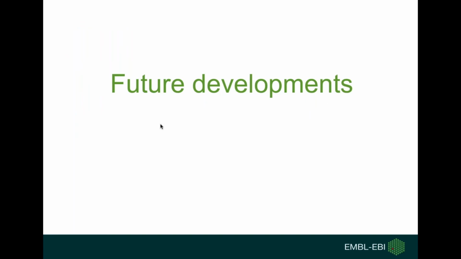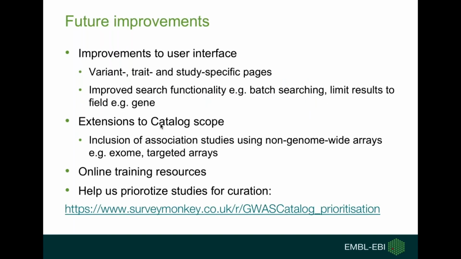The final slide, just showing that, as always, we are very interested and keen on improving our resource. Many of these improvements are based on feedback that we've obtained from users. We are interested in making information more interactive and more user-friendly. So we are in the process of designing pages that are specific for each variant or for each trait or for each study, so you can see additional information. And we also want to improve our search ability, for example, using batch searching. And we also want to extend the scope of the catalog.